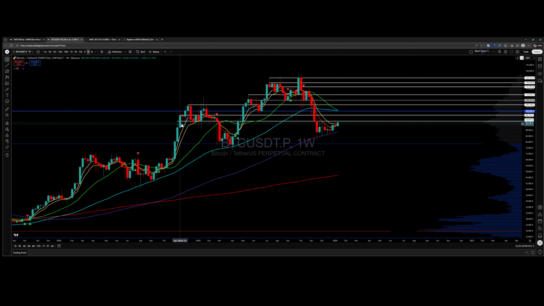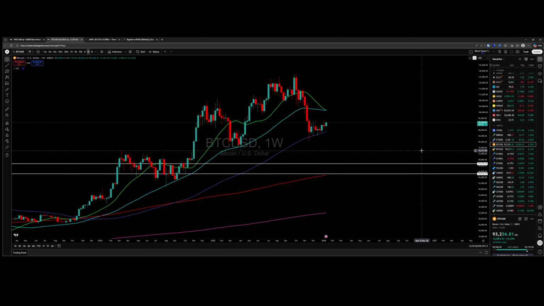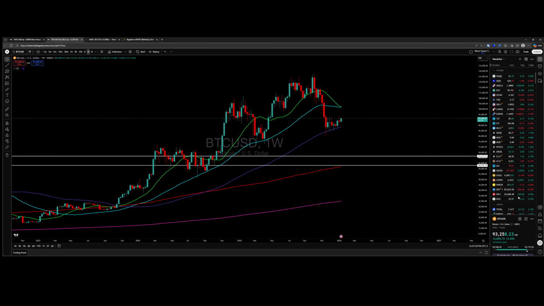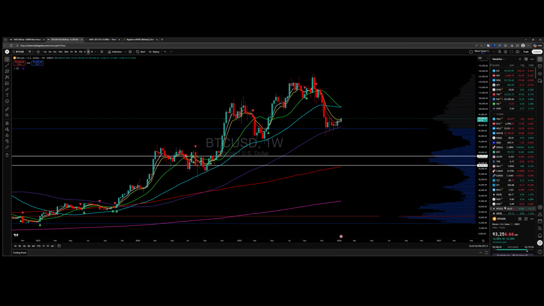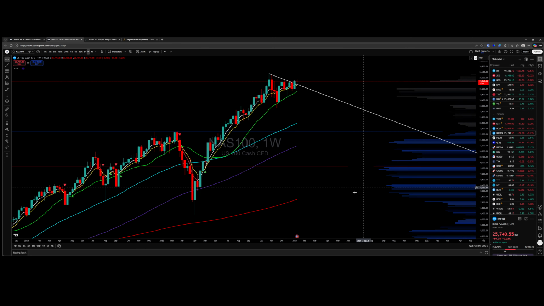But I think it's real interesting to see how you revisit these areas. So if you were thinking, oh, it just sounds nice, no, it actually really does happen. It really does happen. Let's look at this, the NAS 100 weekly chart.